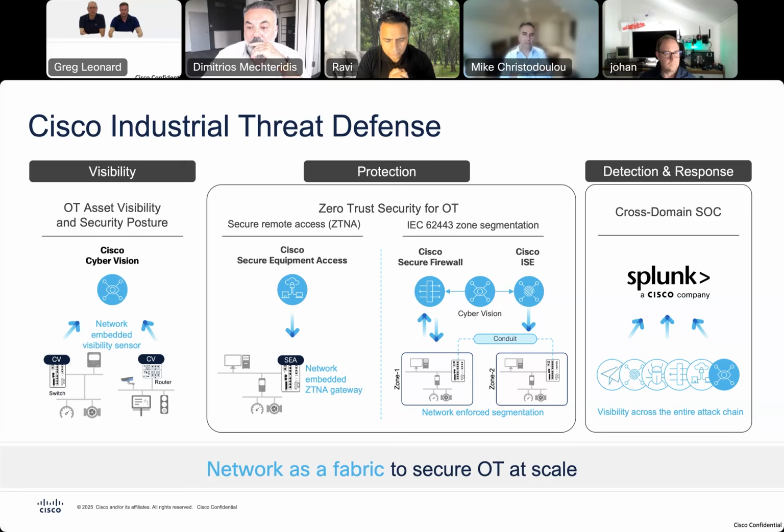Splunk receives inputs from not only Cisco tools like Cisco Cyber Vision, ISE, Secure Firewalls, Secure Equipment Access, and other Cisco security tools, but also third-party tools provide inputs into Splunk, giving you that visibility across the entire attack chain. So once again, we're using the network as a fabric to secure OT at scale.